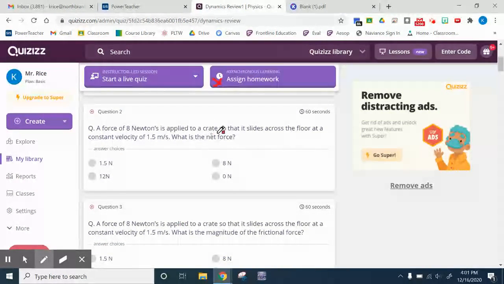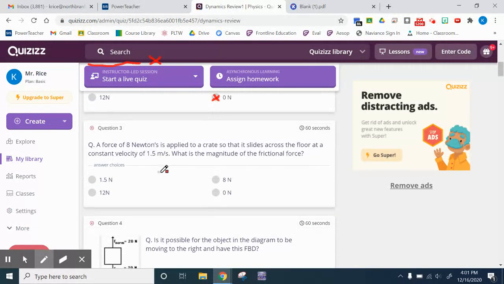A force of 8 newtons is applied to a crate so that it slides across the floor at a constant velocity. That's important. That means we are in equilibrium. The velocity itself doesn't actually matter. As long as we're in equilibrium, the net force, regardless of any of this information, has to be zero. The net force is always zero if an object is in equilibrium.